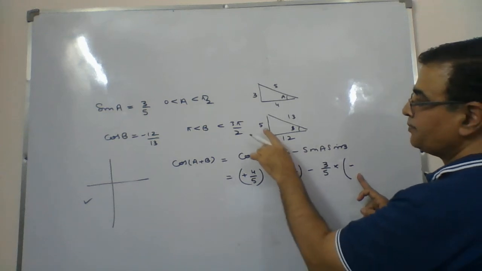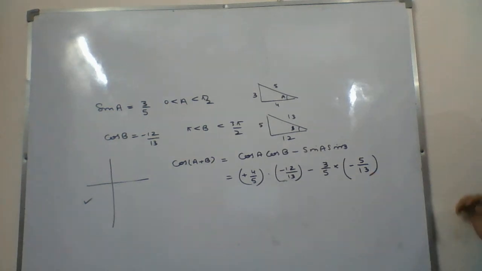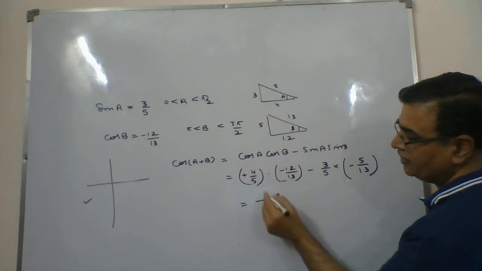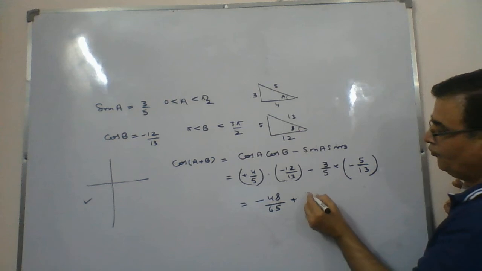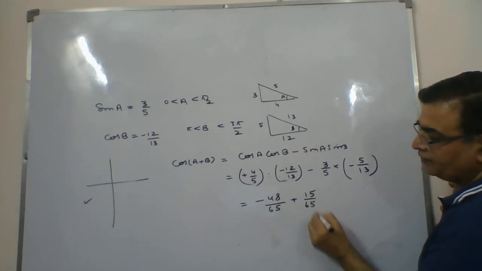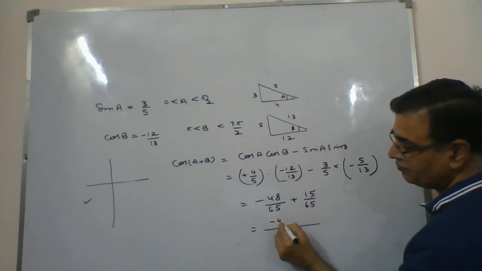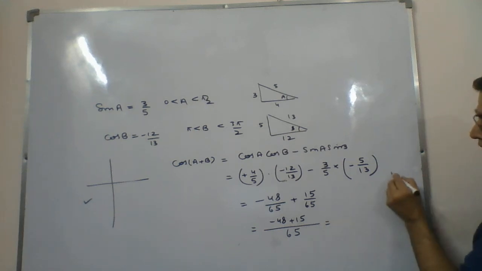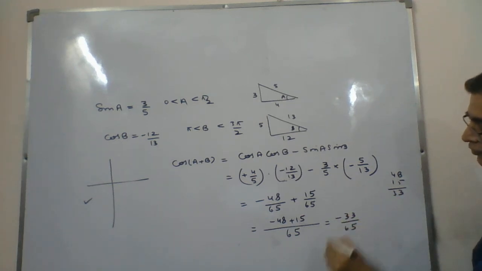Sin B is perpendicular by hypotenuse, so it comes out to be 5 by 13. Now when you solve it, minus 48 by 65, then plus 15 by 65. Now when you take the LCM, 65, it comes out to be minus 48 plus 15. When you solve it, the difference of 48 and 15 is 33, so it will be minus 33 by 65.